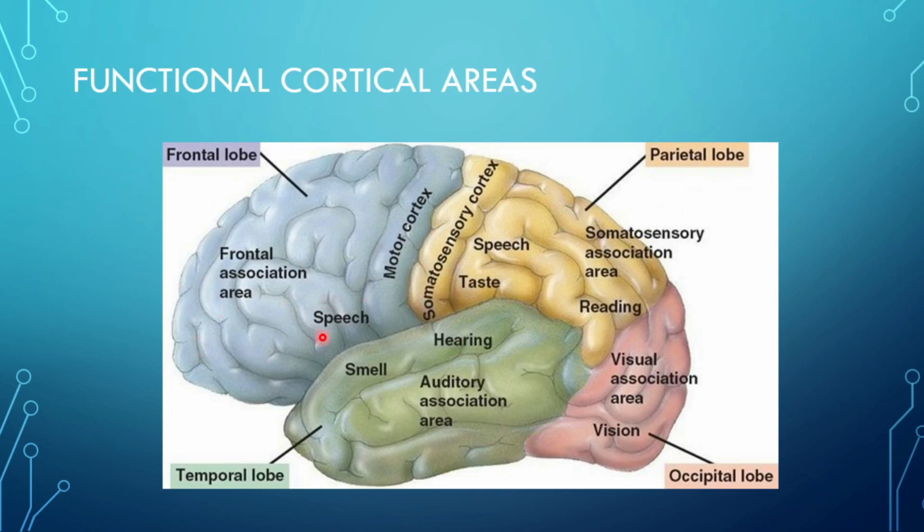The main functions that you'll find in your frontal lobe are motor functions. So your primary motor cortex is found within your frontal lobe. Also the motor portion of speech. And we also have this part here, the frontal association area.